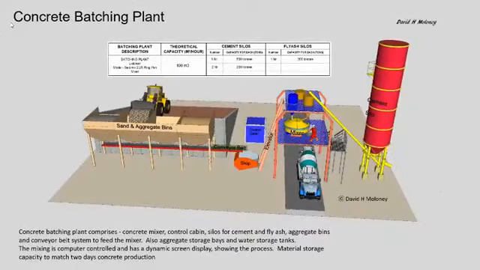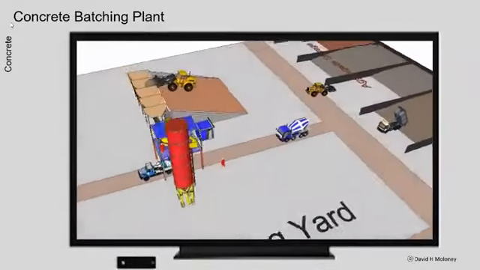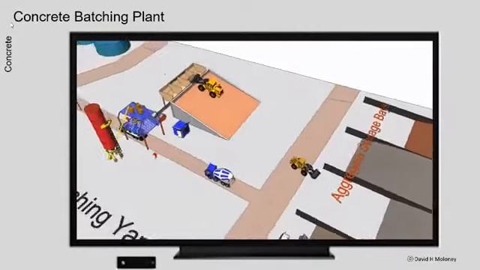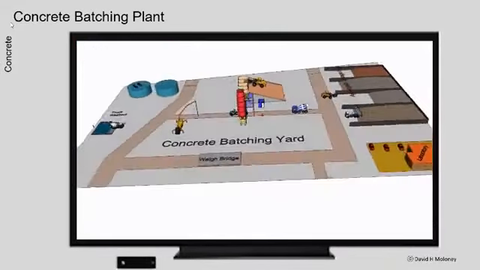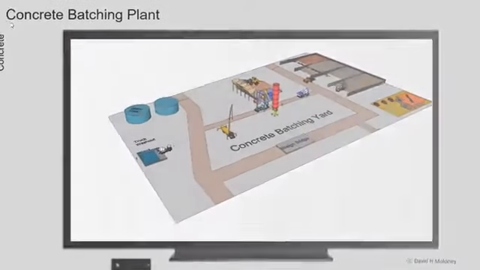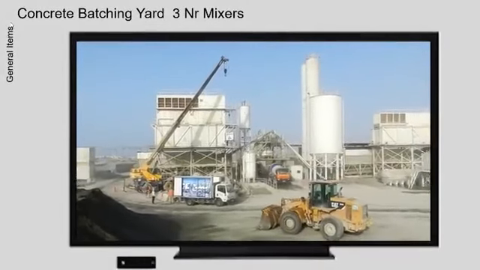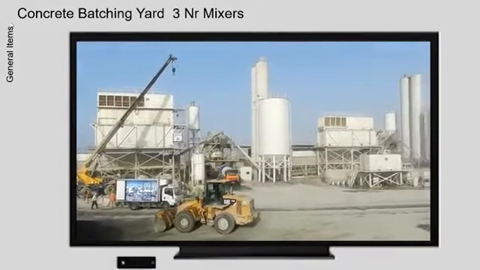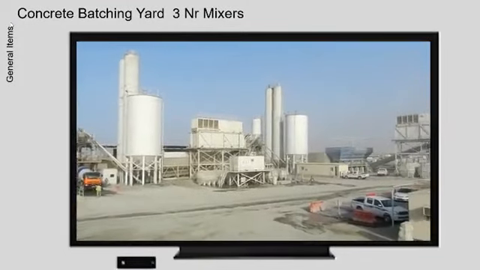Concrete batching plant. The concrete batching plant comprises a concrete mixer, control cabin, silos for cement and fly ash, aggregate bins, and a conveyor belt system to feed the mixer. Also aggregate storage bays and water storage tanks. The mixing is computer controlled and has a dynamic screen display, showing the process. The material storage capacity is to match 2 days concrete production.